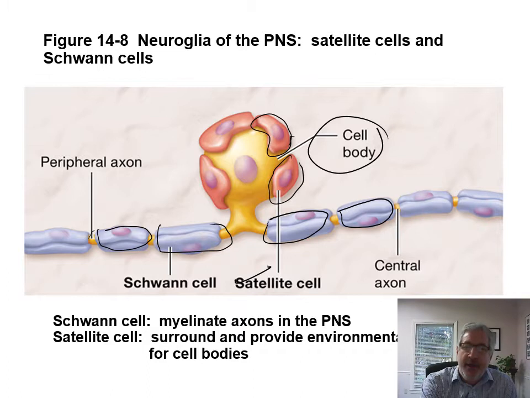And then the yellow, here's the axon. And you notice they have little gaps. Here's a gap, and here's a gap, and here's a gap. So there's always this little gap between these Schwann cells. The gap is about a micron.